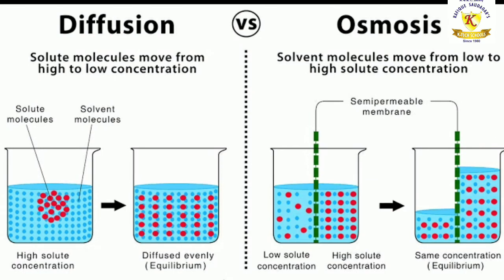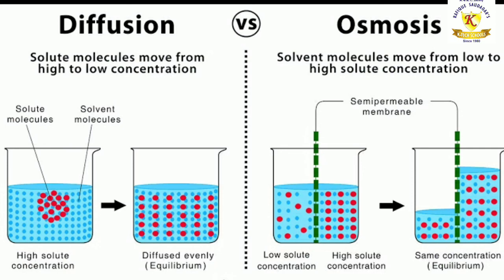Now let's see what is diffusion and osmosis. Diffusion means the solute molecules move from a high to a low concentration, whereas in osmosis, solvent molecules move from low to high solute concentration, as you can observe in this picture, and you will understand it better. So this is the difference between diffusion and osmosis.